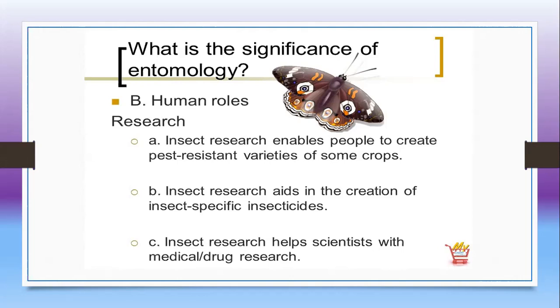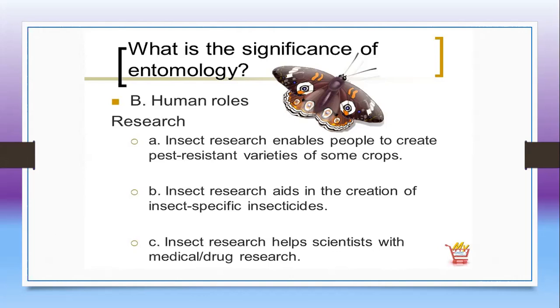Insect research aids in the creation of insect-specific insecticides. Got it? So scientists are able to produce exact target insect-specific insecticides by carrying out research on different kinds of insects and their morphology, physiology, or behavior, down to the root level, the molecular level or the cellular level. Insect research helps scientists with medical or drug research.